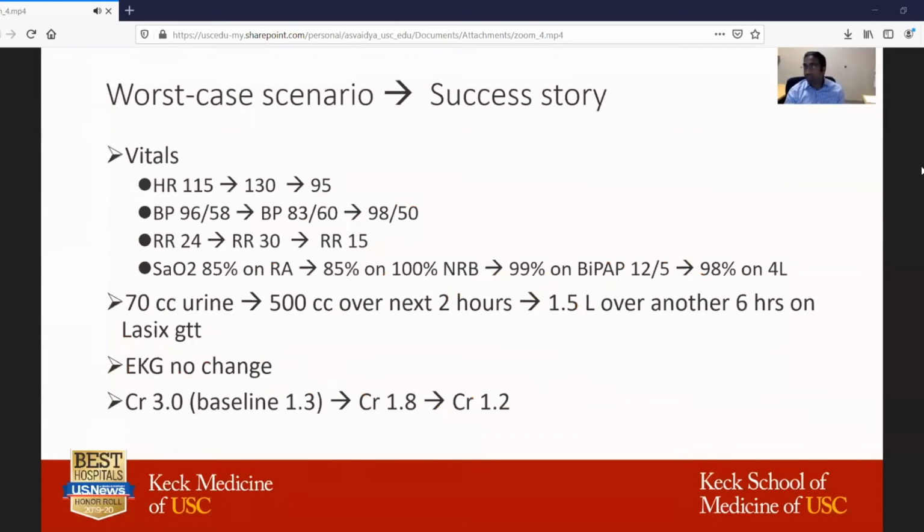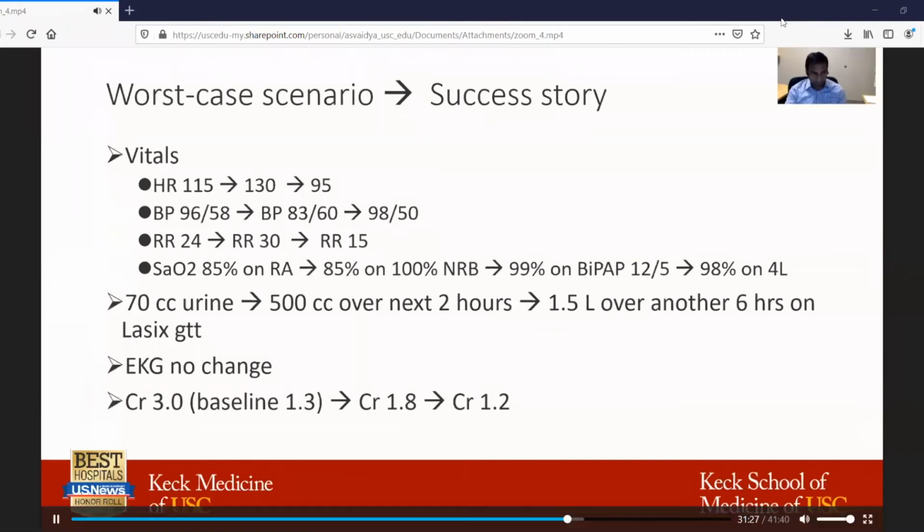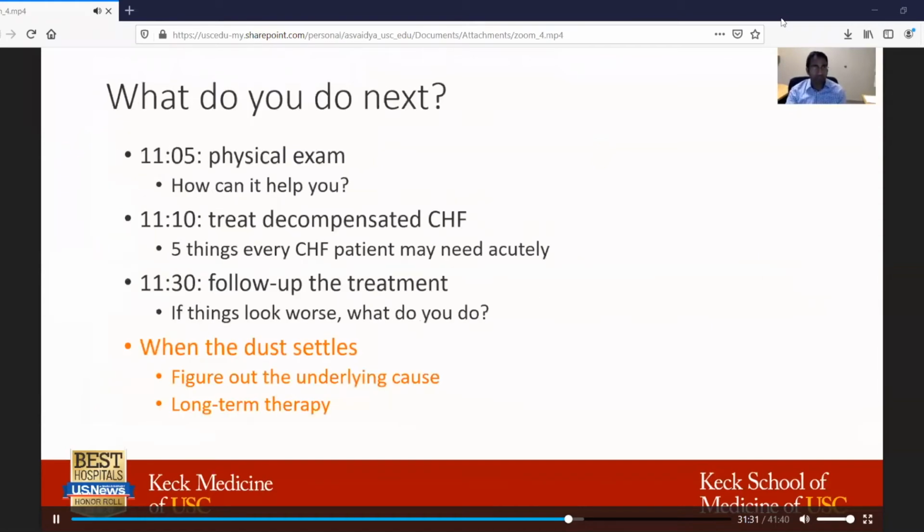So you've turned your worst case scenario into a success story with the use of inotropes and non-invasive ventilation. The patient is less tachycardic, their blood pressure and pulse pressure have improved, the respiratory rate has improved, and they're sounding much better, initially on BiPAP and then decreased back to nasal cannula. They made a lot of urine over the next several hours, and their creatinine has improved back to baseline.